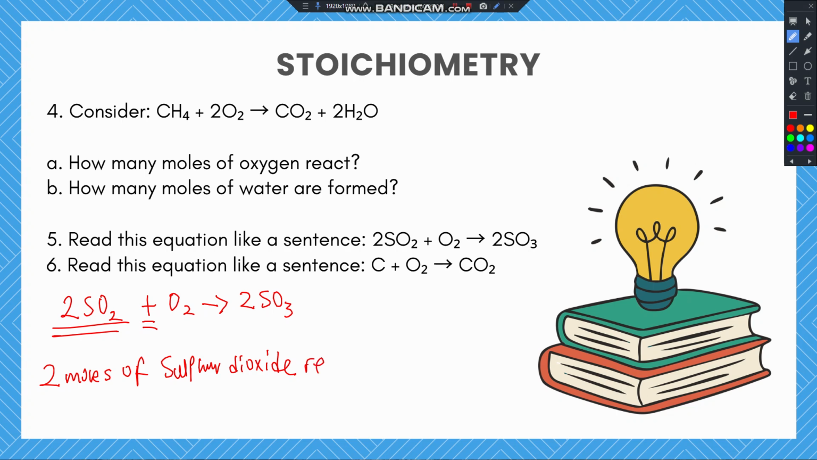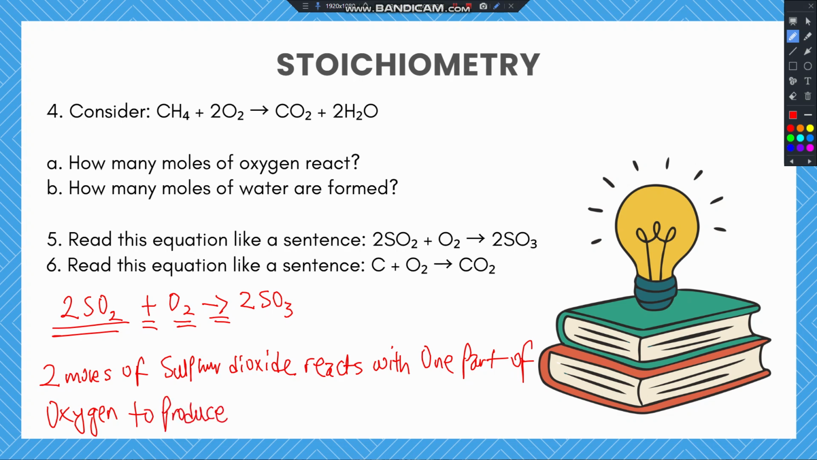Plus means reacts with, and then I come to the next thing, which is oxygen. Reacts with 1 part of oxygen, or 1 mole of oxygen, whichever one you like. I'm using a mix of both so that I capture the best of both worlds. 1 part of oxygen, and then we have this arrow. The arrow means to produce or to form.